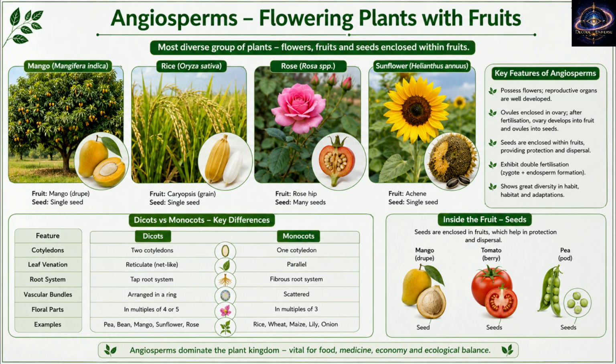Q9. Give examples of pteridophytes. Selaginella, Equisetum, Salvinia, Pteris, and Adiantum. Q10. What is heterospory? Heterospory is the production of two types of spores, microspores and megaspores.